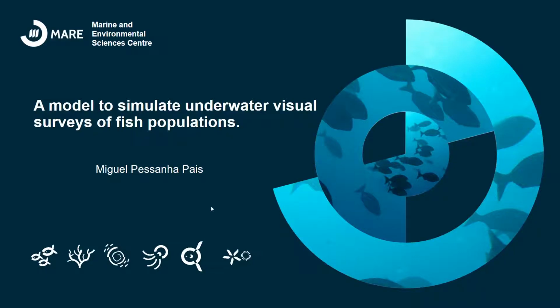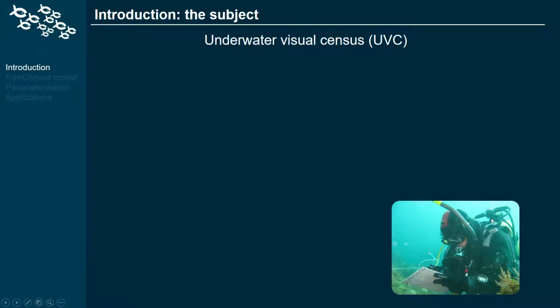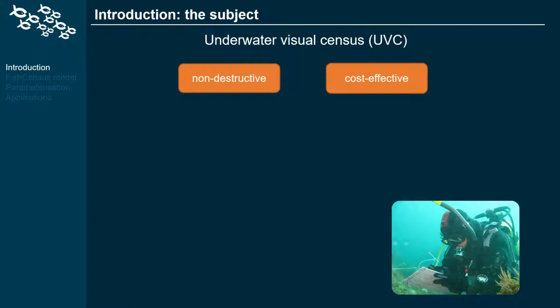This is a presentation about the model to simulate underwater visual surveys of fish populations. And what are underwater visual surveys, or underwater visual censuses as they are called? These are basically methods to count fish underwater and estimate the size of a population. They are non-destructive and cost-effective methods used worldwide in conservation and management experiments.